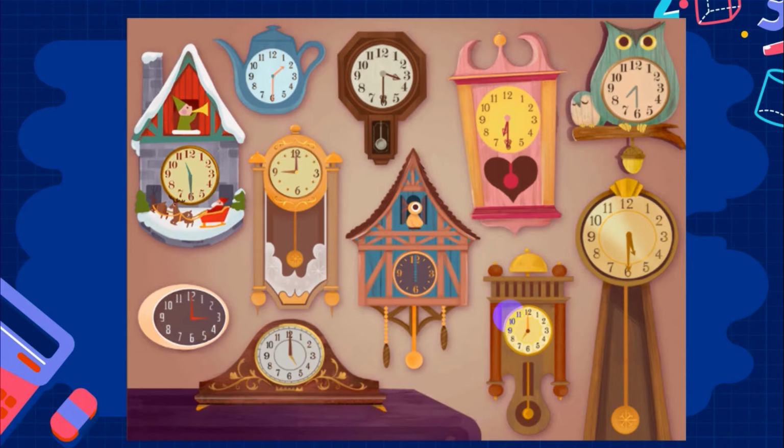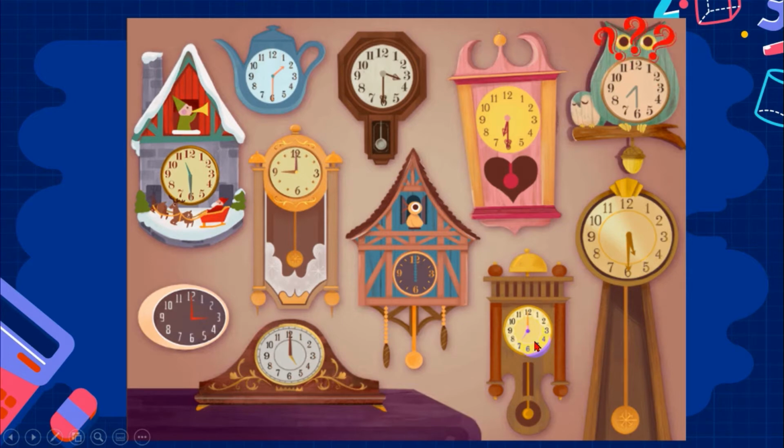I have here different illustrations of wall clocks, and let's try to determine the time displayed by the clock. Okay, ready, set, go. All right, what time is it? It's already 11:30. Next, how about this one? That's right, it's already 3:30. Next, this one is 5:30. Next, this one is 12 o'clock. This one is correct, 3 o'clock. How about this one? Right, it's already 7 o'clock.